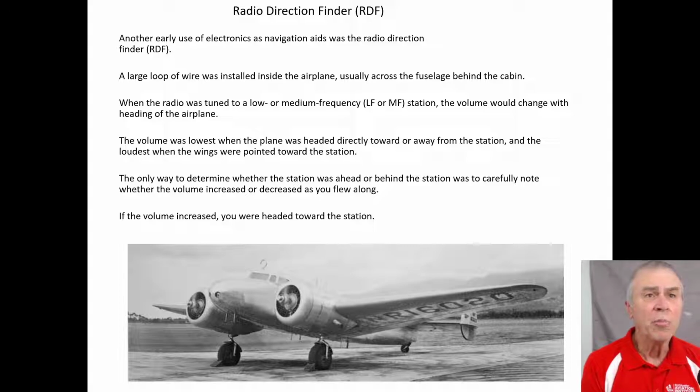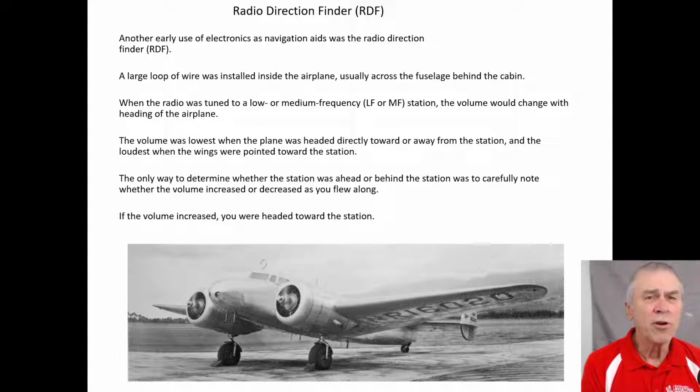It's got a loop of wire. The radio is tuned to a low or medium frequency station. The volume would change with the heading of the airplane. The volume was lowest when the plane was headed directly towards or away from the station, and loudest when the wings were pointed towards the station.